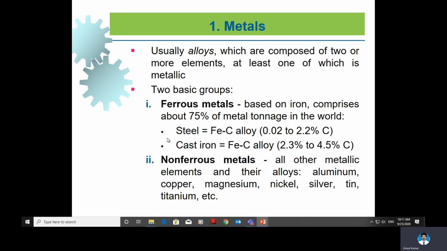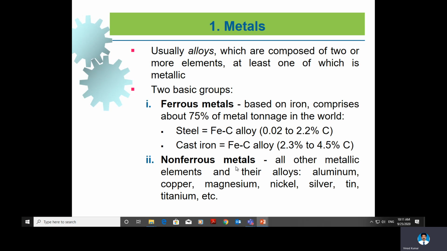Now, when we talk about metals, usually we use alloys for producing a product. There are two types of metals: ferrous metals and non-ferrous metals. Ferrous metals consist of iron. 75% of metal tonnage in the world is based on iron or ferrous metal. Most commonly we use steel, which is an iron and carbon alloy, 0.02 to 2.2% carbon. Then cast iron, which is basically 2.3% to 4.5% carbon, which is much harder than steel. The hardest form of iron, we can say, is cast iron.